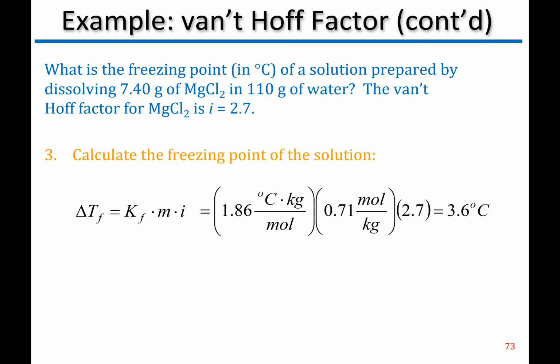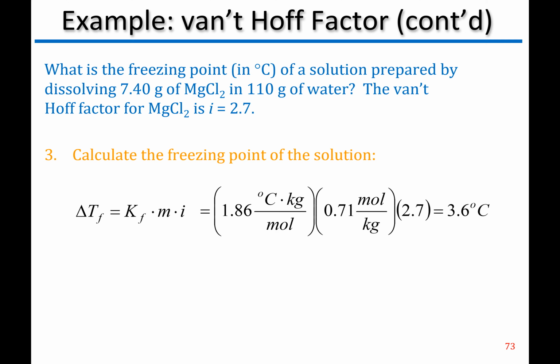It's that easy. I could also ask you to calculate i by itself. I could give you delta T, K, and m and ask you to calculate i. In other words, I could say verify that the possible identity of the solute is magnesium chloride based on the i value. If you came up with an i value close to 3, then you'd say, okay, that's reasonable.